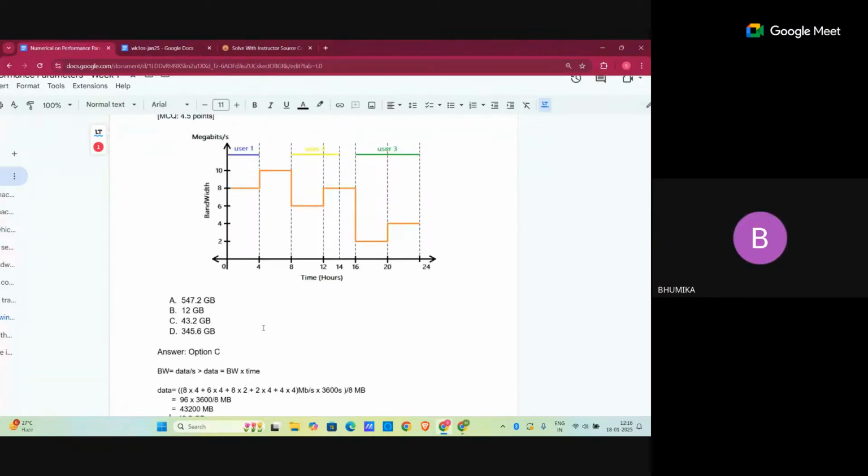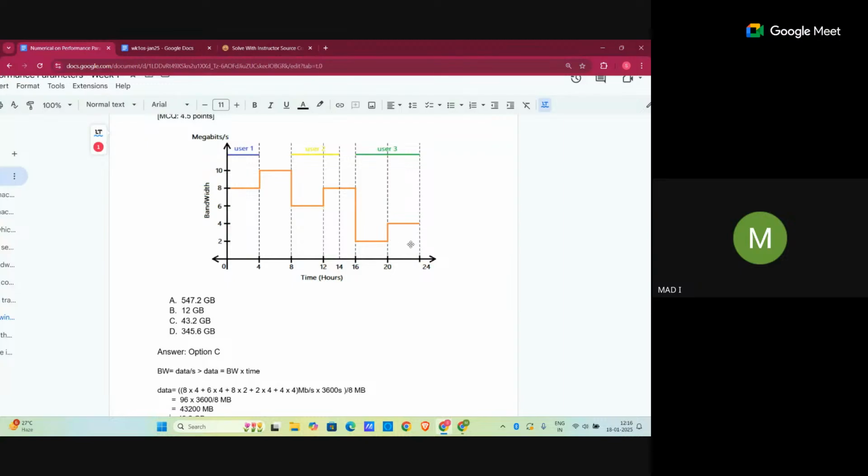Ma'am, in user 3, for the second case, you have taken 20 minus 24, which is 4. So we won't take 4 minus 2, or do we have to consider the full range, from 0 to 4? For the vertical one, in the second case, it is from 4 to 2. So we won't take 4 minus 2? No, because just focus on this peak, right? Here the bandwidth is 4. Why would we take 4 minus 2?